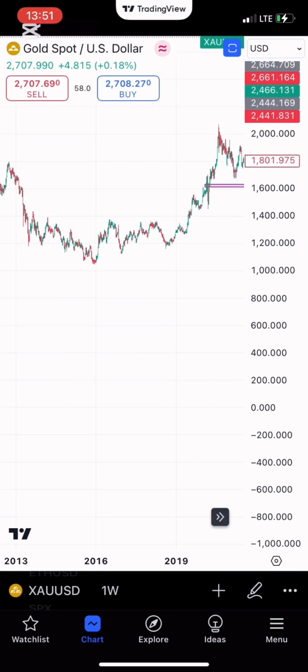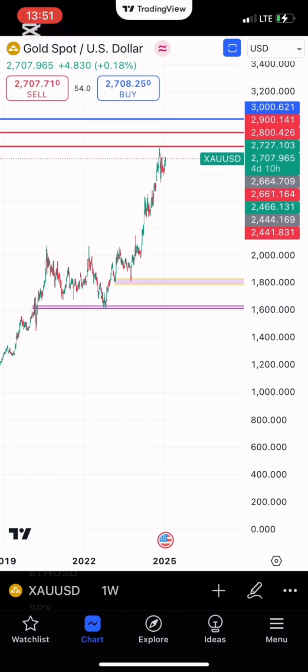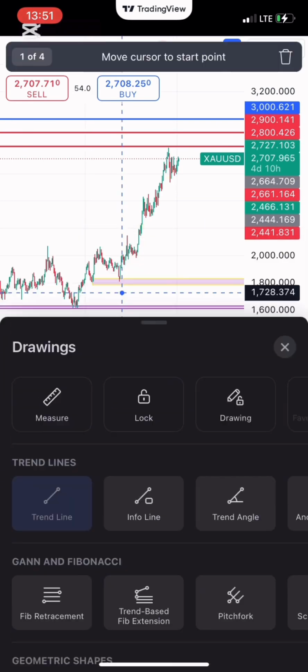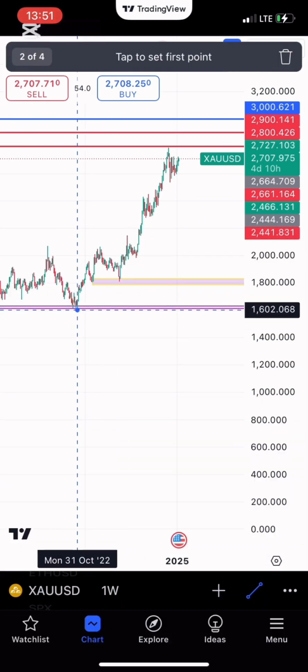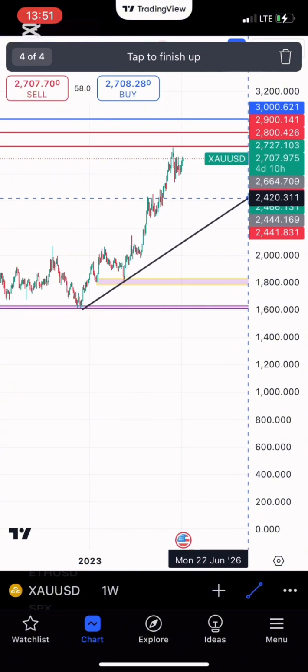So my aim of coming to 1 week chart is to check the general market direction, and as you can see, the general gold direction has been an uptrend movement. So let me map this out with a trend line.